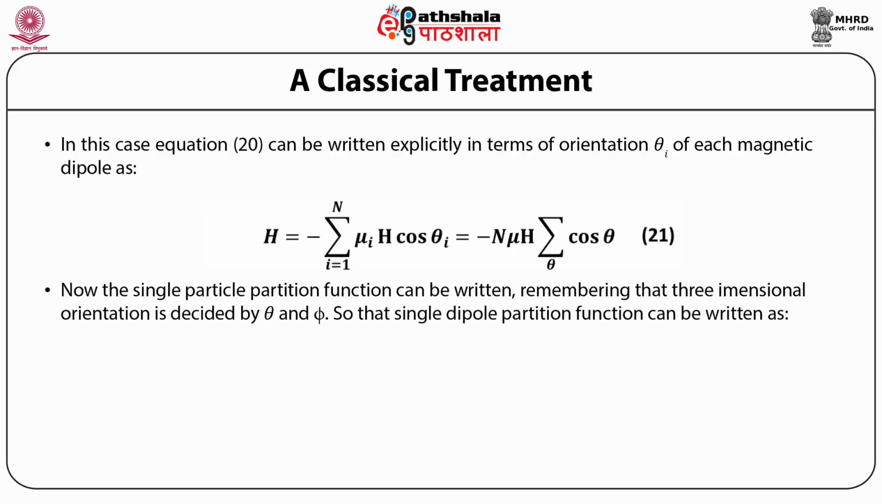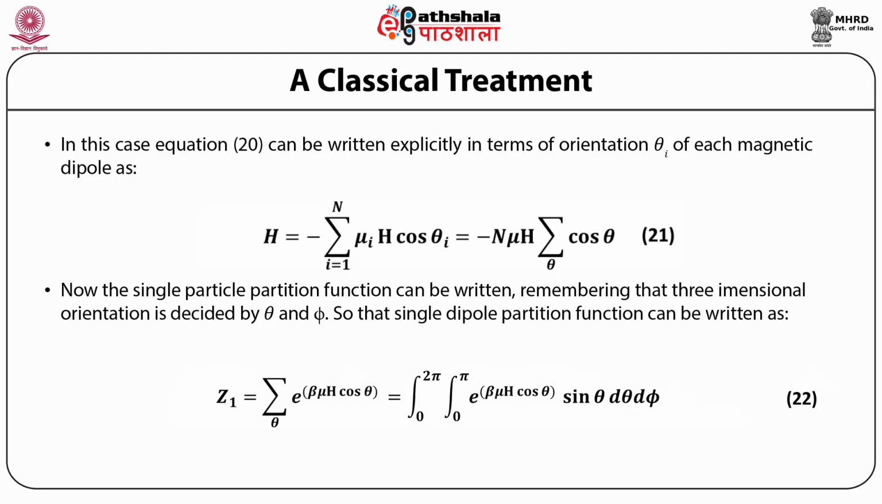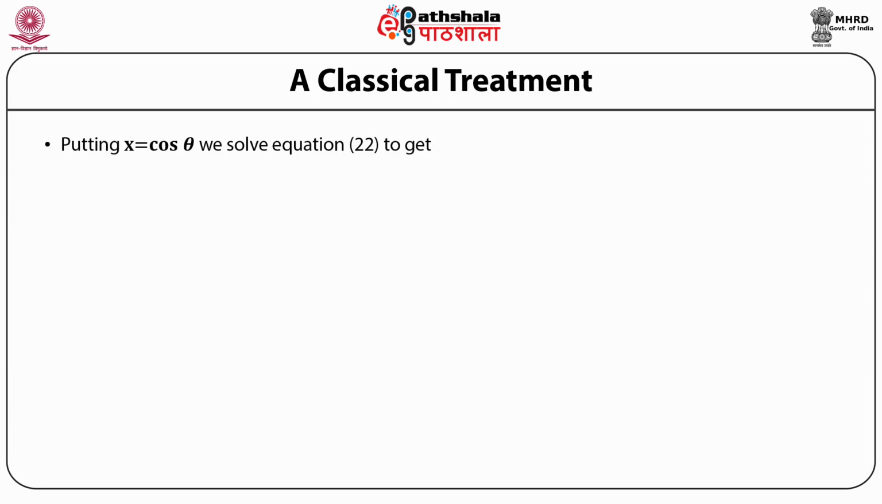Now the single particle partition function can be written, remembering that three-dimensional orientation is decided by θ and φ, so that the single dipole partition function can be written as Z1 = Σ e^(βμH cos θ) = ∫ from 0 to 2π ∫ from 0 to π e^(βμH cos θ) sin θ dθ dφ. Putting x = cos θ, we solve equation 22 to get Z1 = ∫ from 0 to 2π ∫ from -1 to +1 e^(βμH x) dx dφ = 4π sinh(βμH) / (βμH).